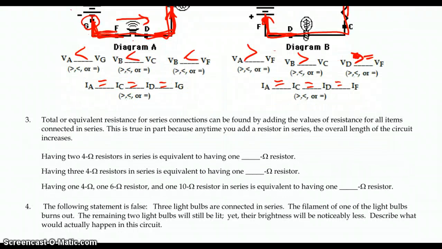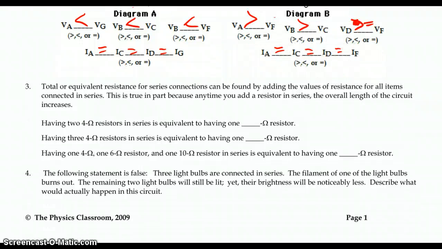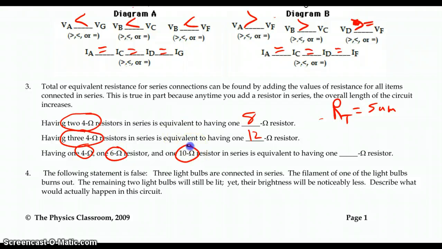Alright, so we'll wrap it up with a couple of other things that come out of series circuits. When you're trying to find the total or equivalent resistance of a group of objects connected together in series, you're essentially making the circuit longer, which makes the resistance go up. So it is just going to be the sum of all the resistors. If I have 2 4-ohm resistors, I would simply add them together, and I would get 8 ohms. If I have 3 4-ohm resistors, then 4 plus 4 plus 4 is 12 ohms. If I have a 4 and a 6, that makes 10. Add another 10, and we're up to 20 ohms. Okay, so just add them together.